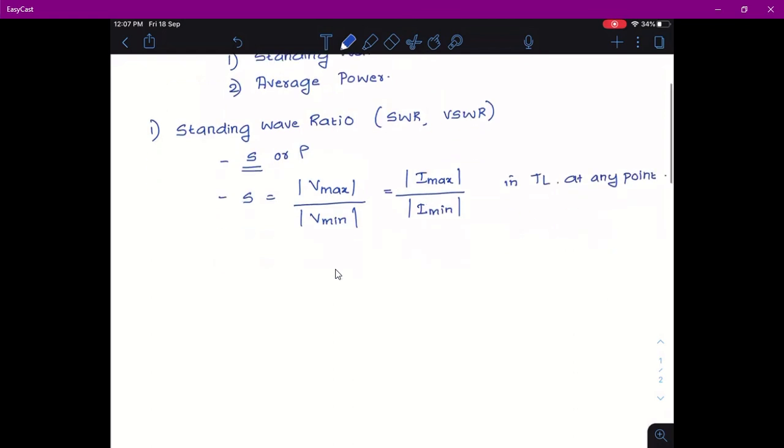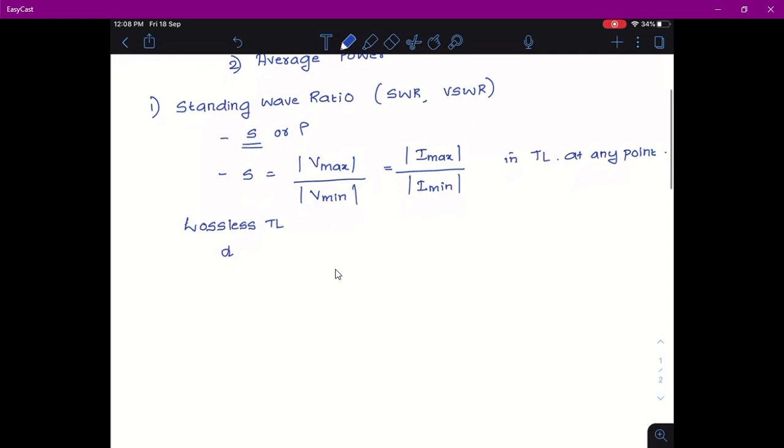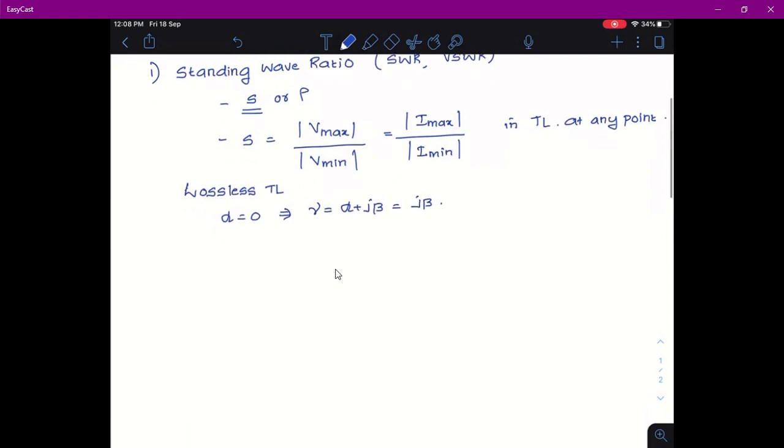So we will consider a lossless transmission line where the attenuation constant alpha is equal to 0. So your propagation constant gamma is equal to alpha plus j beta, that is equal to j beta. Okay. We have seen the expression for the reflection coefficient tau of Z as V0 minus by V0 plus e raised to 2 gamma L.